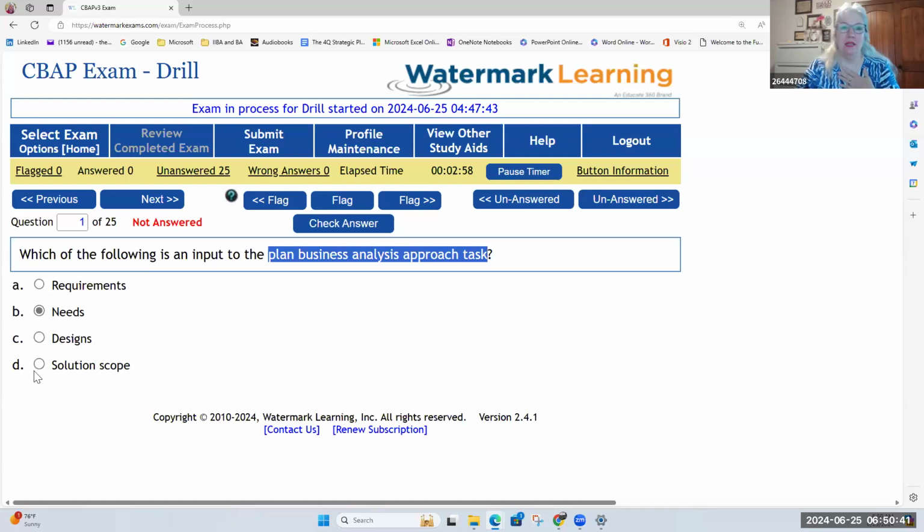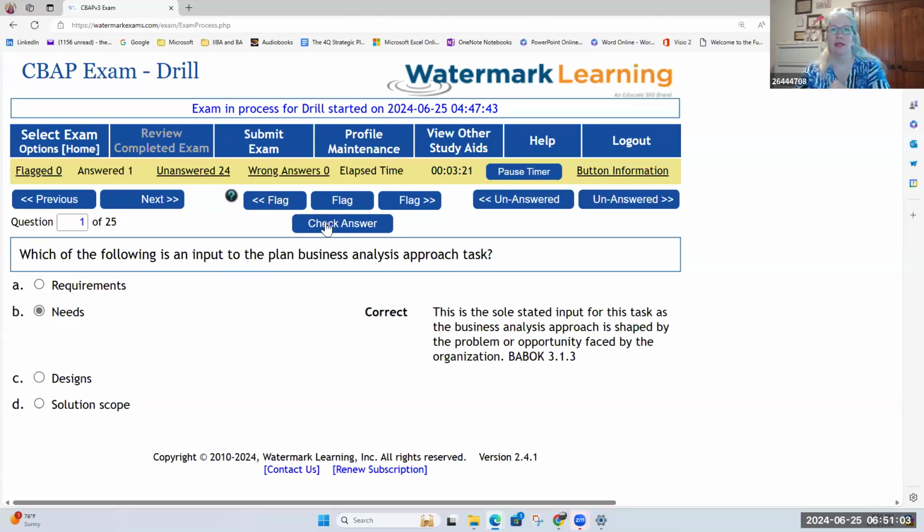Here's the deal, guys. What our experience is doesn't always line up with exactly what the BABOK says. For you to pass the test, you've got to know what the BABOK says. Yes, I agree, solution scope is important in real life, but solution scope could be encompassed in needs, right? I've been seeing several B's. Let's check the answer as B, and it is correct. Needs is the sole stated input for this task.